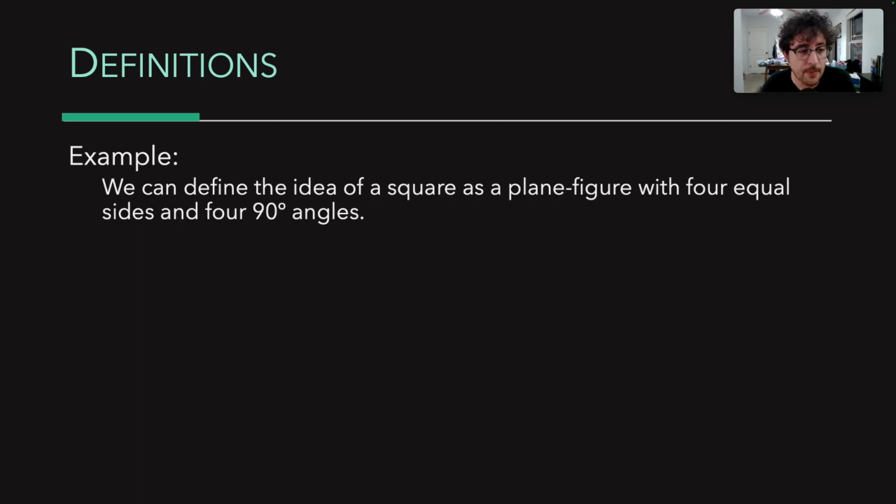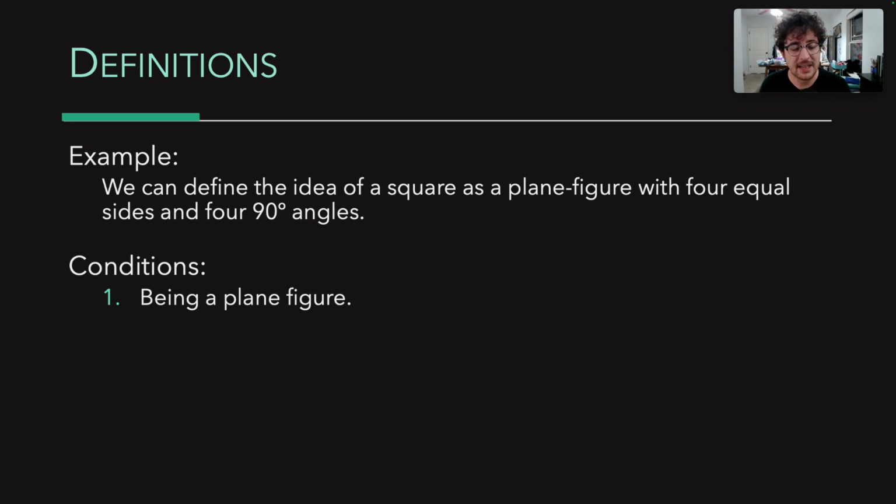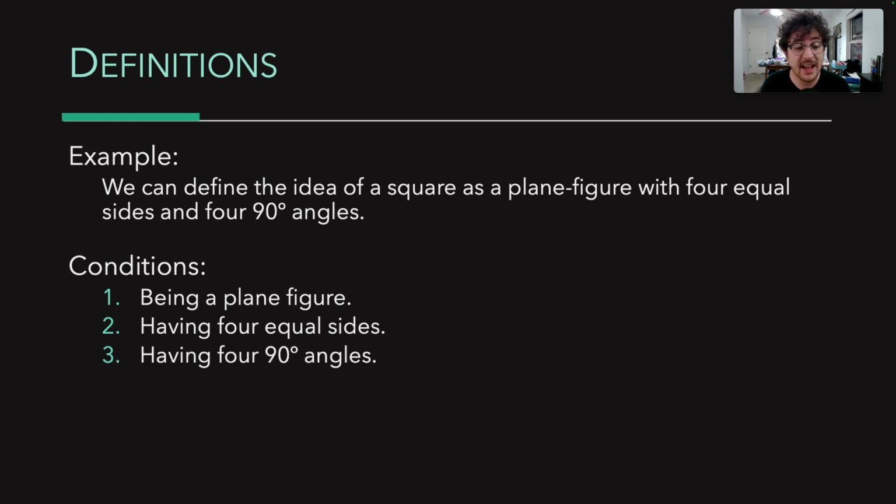So here's an example. We can define the idea of a square as a plane figure with 4 equal sides and 4 90-degree angles. So notice there are various conditions specified in this definition. A square is something that is a plane figure, a two-dimensional figure, something that has 4 equal sides, and something that has 4 90-degree angles. So we've tried to define the idea of a square as something that meets all 3 of these conditions. Now notice, this seems to meet the criteria of an ideal definition.